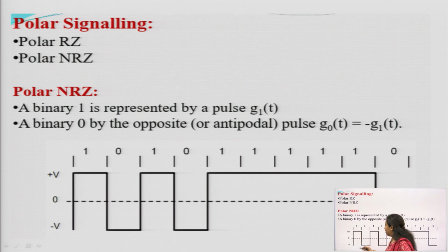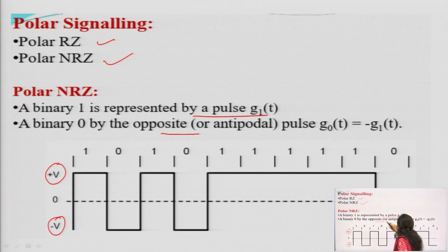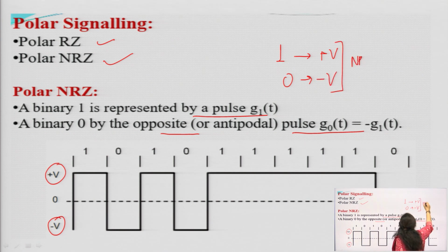In case of polar signaling, I have said that both the positive voltage and negative voltage you have to consider. There are also two types available for polar signaling, that is polar RZ and polar NRZ. A binary one is represented by a pulse, and binary 0 is represented by the opposite pulse, that is from minus. So, 1 will be represented as plus V and 0 will be represented as minus V. That is the case for NRZ, meaning for the full bit duration this criteria has to be followed. So, this is how polar signaling will be done.